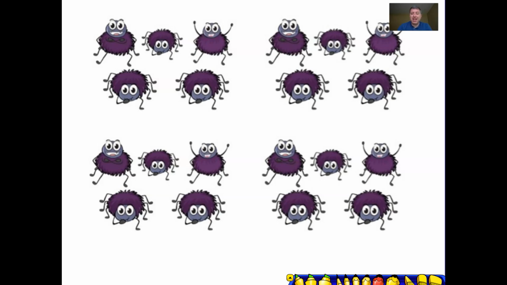Let's try some more. Here are some spiders, and they are in 5 groups, but you should see also in 10 groups because 2 5s make 10. See if you can figure out how many spiders are on this screen. And then press play and we'll check your answer. Make sure you write out that number, friends.